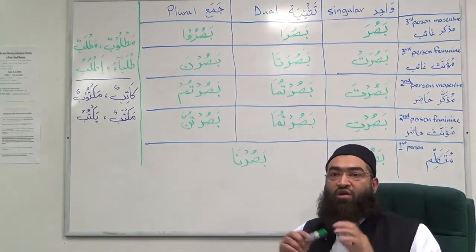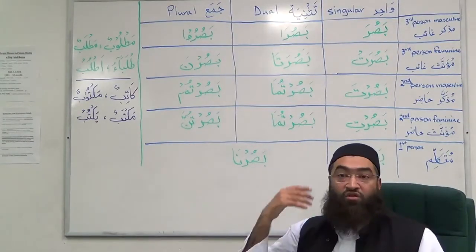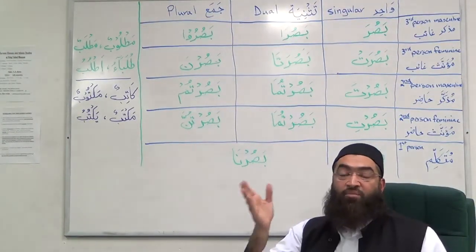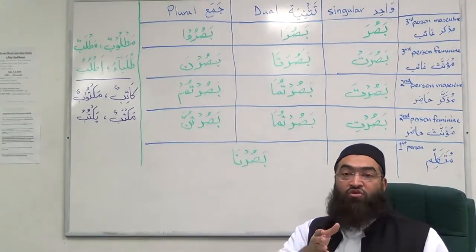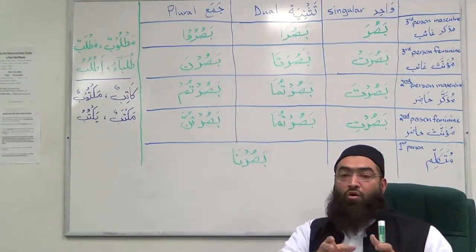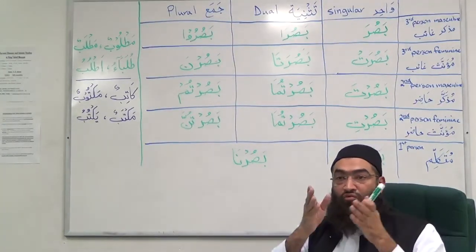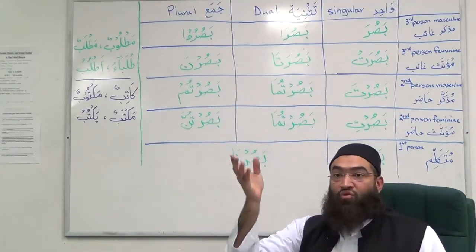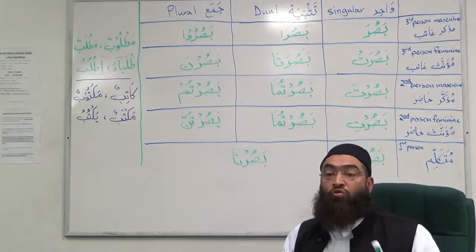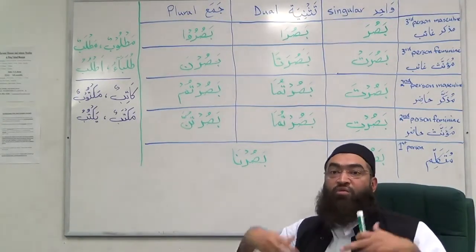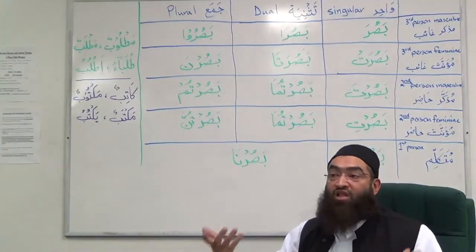Ma'ruf means that the doer is known. Okay? Kataba Zaydun, Zayd wrote. Kataba Zaydun ar-risala, Zayd wrote the letter. So Zayd is known, so it becomes kataba. Sometimes it's majhul. Majhul means that it is not known. Ma'ruf means it's known, and majhul means it's not known.